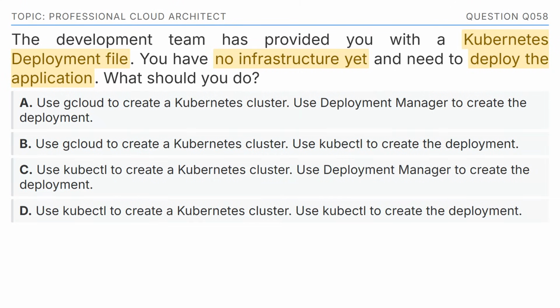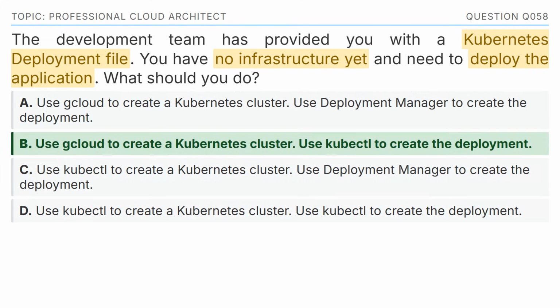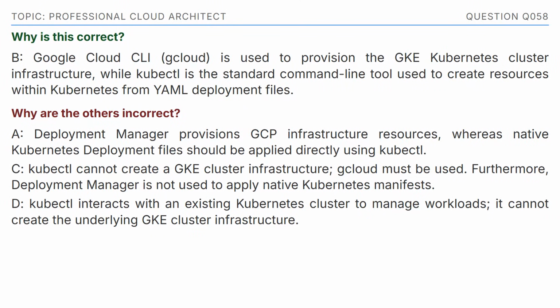To arrive at the correct answer, we focus on the keywords: Kubernetes deployment file, no infrastructure yet, deploy the application. The correct answer is option B. Use Cloud to create a Kubernetes cluster. Use kubectl to create the deployment. Why is this correct? B.